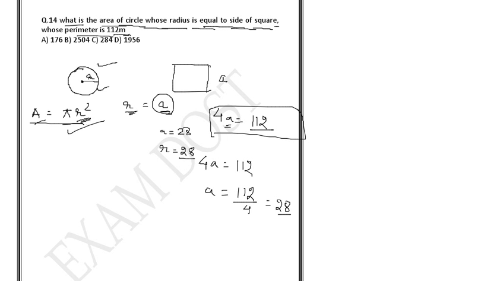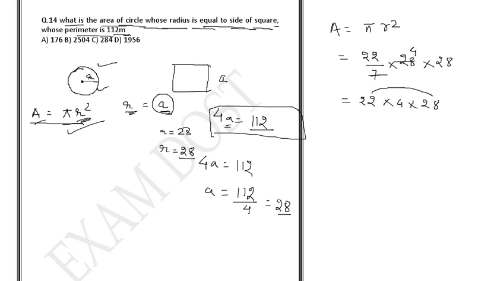Area will be pi r square, which is 22 upon 7 into 28 into 28. If you calculate, this is 4, and now you have to do the multiplication of 22 into 4 into 28. If you multiply 22 and 28, it is 616, and if you multiply it by 4, you get a value 2464. The answer is option number E, none.